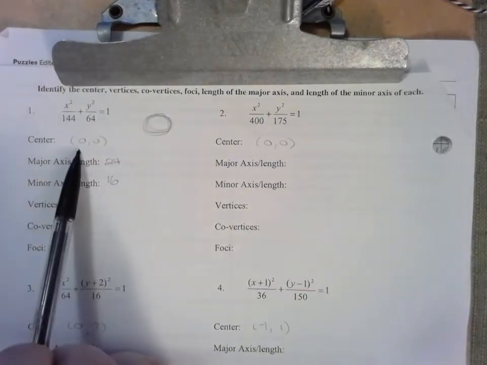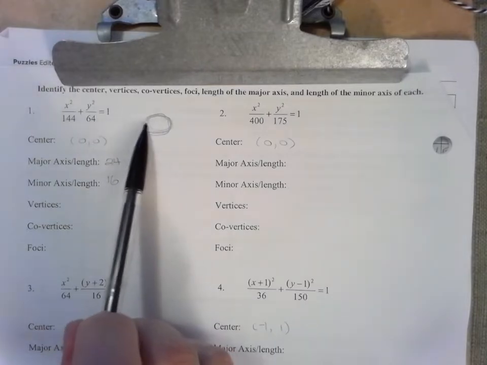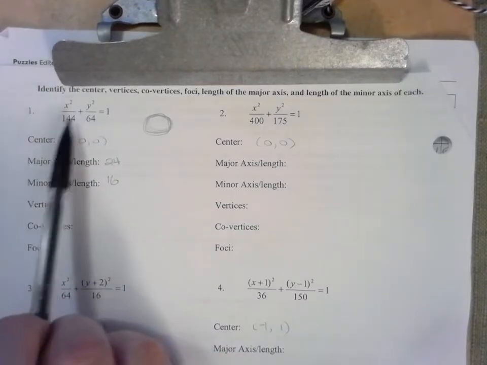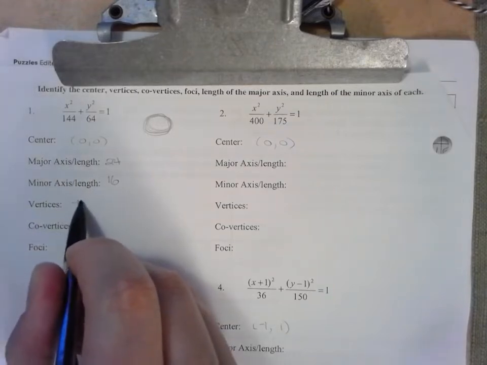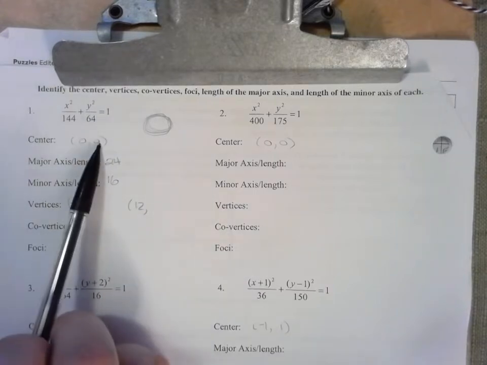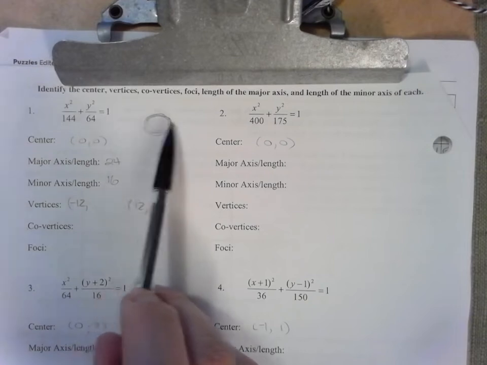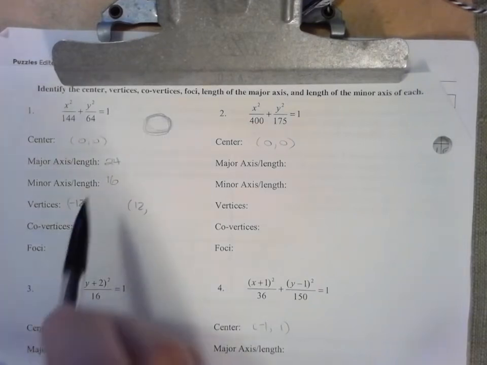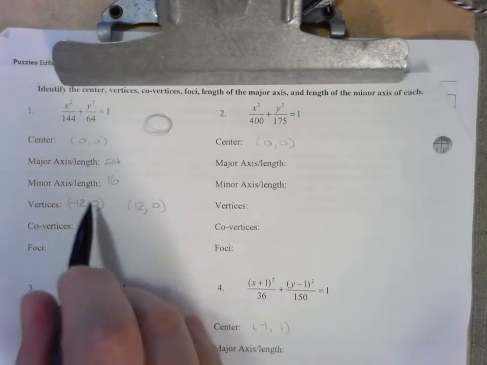So now that we've identified the center, and we know that 12 units to the right of the center and 12 units to the left of the center are your vertices, what is 12 units to the right and left of 0? 12 units to the left, 12 units to the right. The y-coordinate does not change because the vertices are horizontally located with respect to each other. They don't go up or down. They're on that major axis, so their y-coordinates are the same as your center.